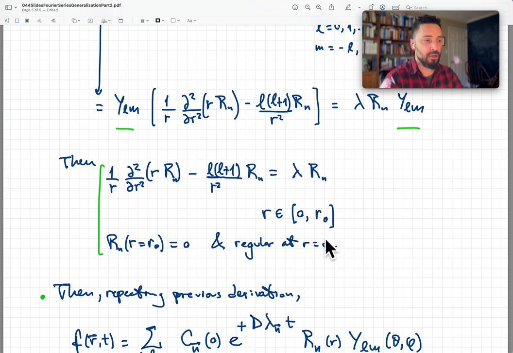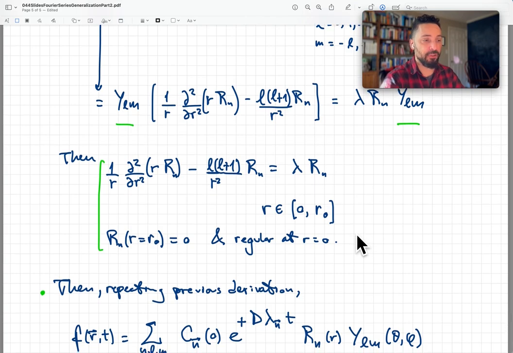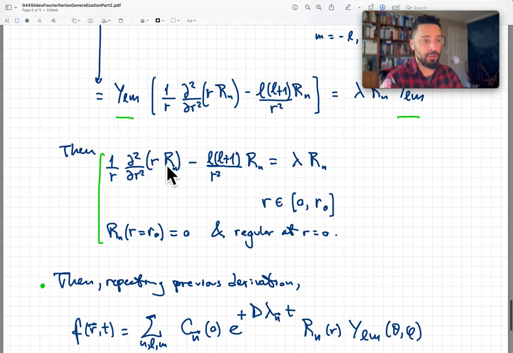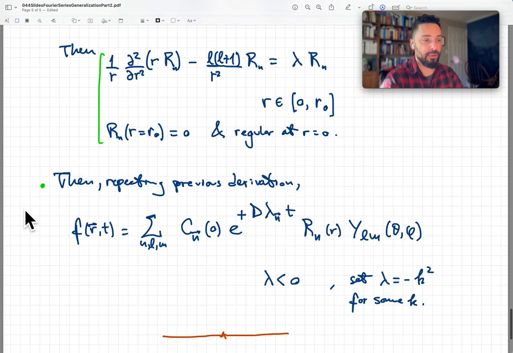We don't have any reason to believe that our equation should give any kind of infinity at the origin. And so we want it to be regular at r equals 0, and we want it to vanish at r equal to r0, on the surface of the sphere. So assuming that we know this r sub n, that we've solved the problem in the region of interest, for the radial coordinate between 0 and r0, then we can repeat the previous steps that we saw before, and the full form of our solution will be the function of r and t, and it will be a sum over these indices n, l, m.